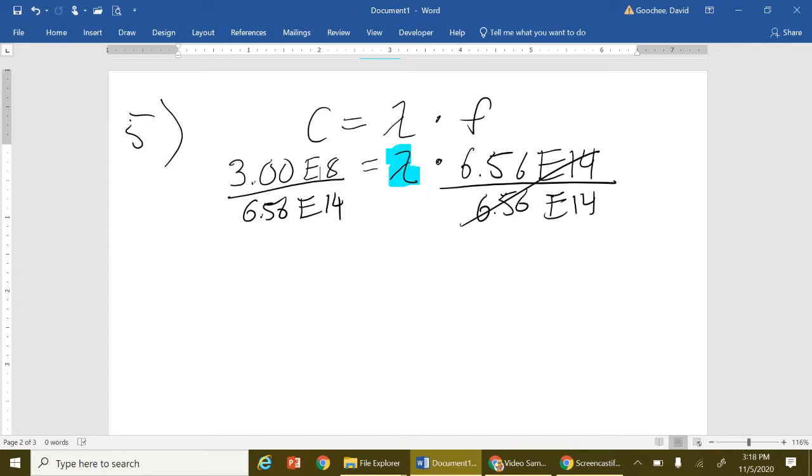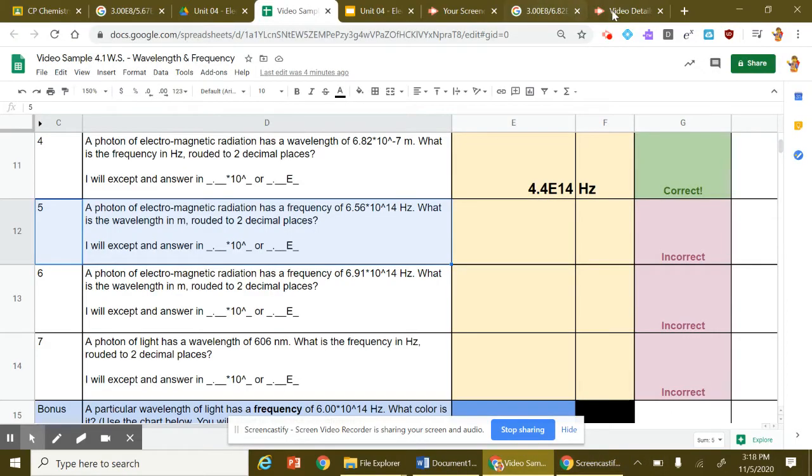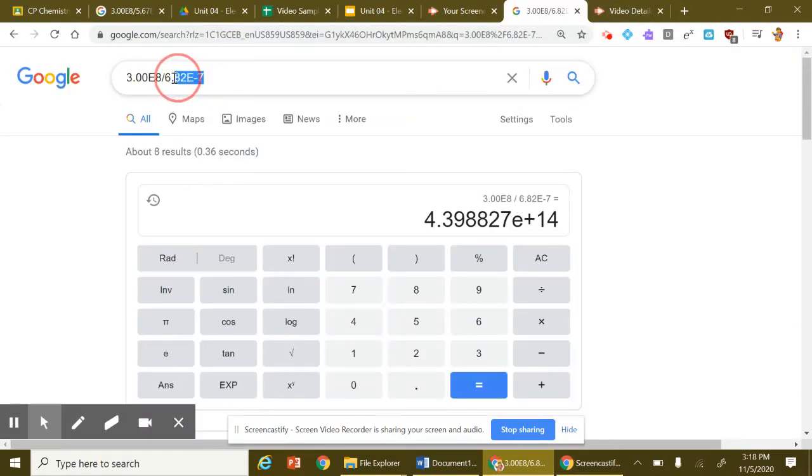Okay, so let me just put this into Google. Here we go. All right, the speed of light, so 3.00 times 10 to the 8th divided by 6.56 times 10 to the 14th. By the way, guys, as soon as you enter this in, you could probably just copy what you typed in here and paste it in as your work. You don't have to be doing what I'm doing unless you keep getting them wrong, and you probably need to show a bit more work.